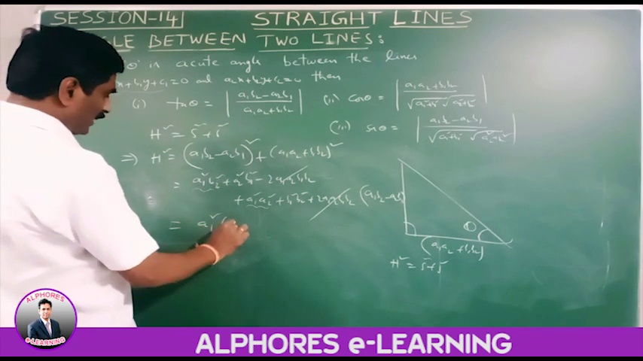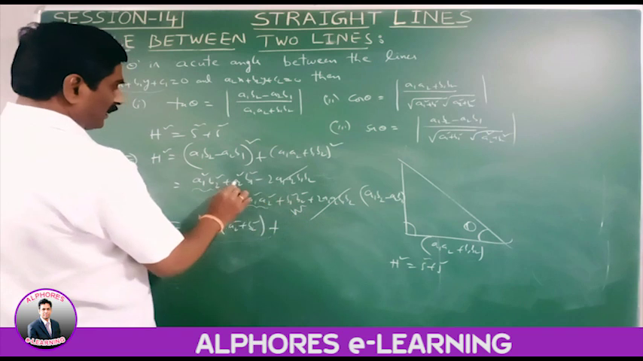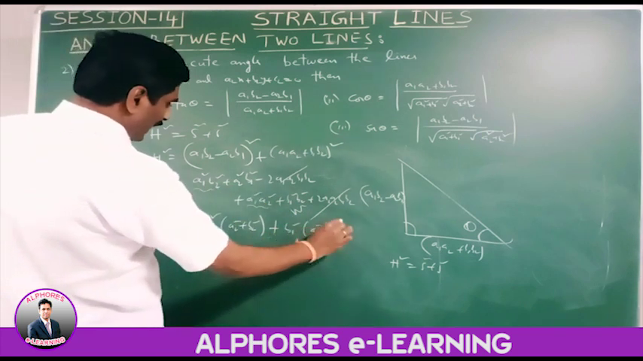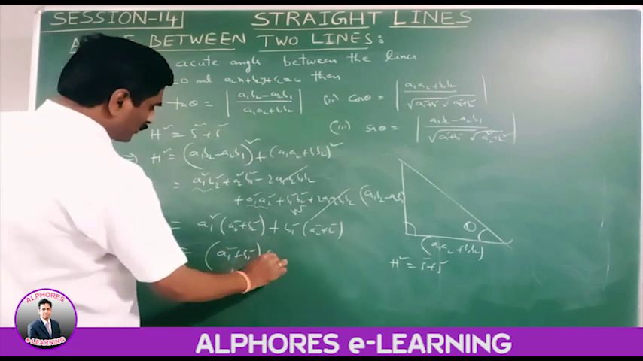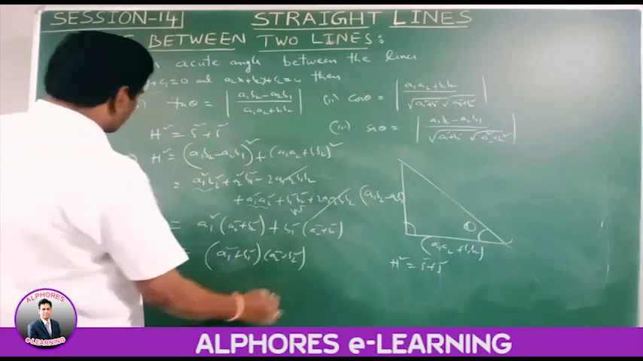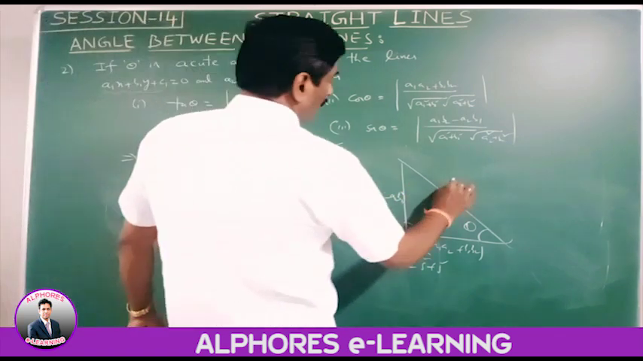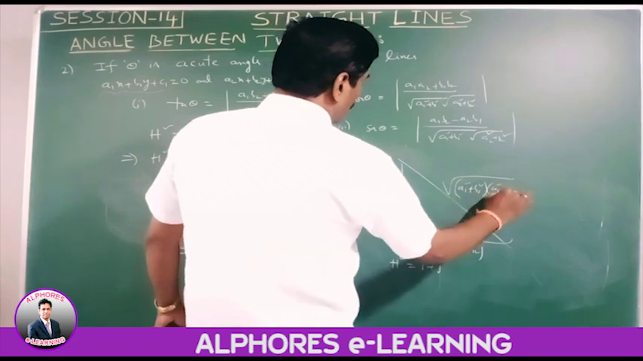Here, in a1² b2² and a1² a2², what is the common term? a1² into (a2² + b2²). In the remaining two terms, what is the common term? b1² is the common term, times (a2² + b2²). Next, what is the value? (a1² + b1²) into (a2² + b2²). It is the hypotenuse square. What is the hypotenuse? Under root. That means the hypotenuse is the square root of (a1² + b1²)(a2² + b2²).